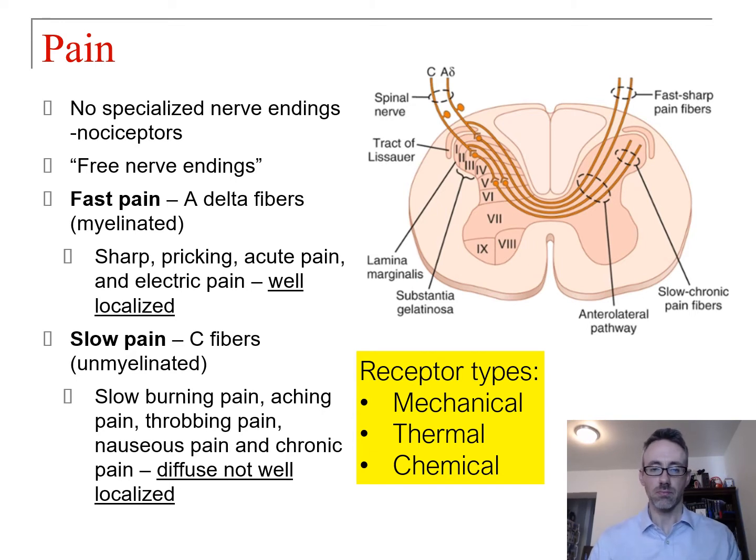With pain, again, there are differences in the type of pain. I mentioned before we have nociceptors, which are the specialized pain receptors that pick up on mechanical pain, chemical pain, or even temperature related pain. They don't have specialized nerve endings like you might see in different pressure receptors, such as Merkel discs or Pacinian corpuscles. Instead, they don't have any of those specialized bulbous endings, so they're called free nerve endings.